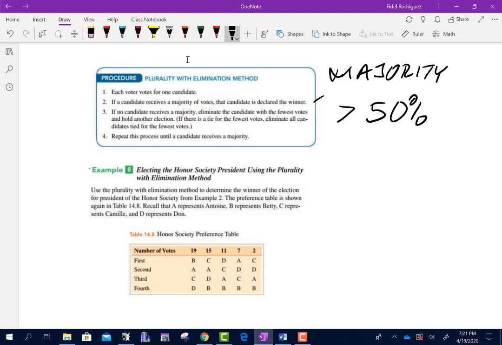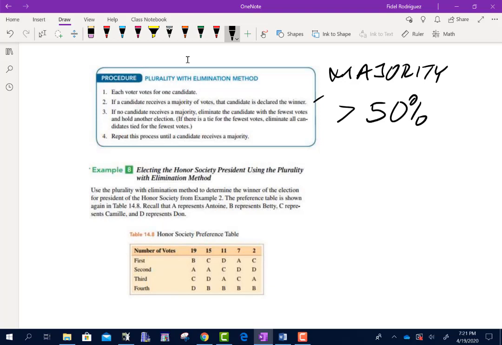All right, it says if no candidate receives a majority, we're going to eliminate the candidate with the fewest votes, and we're going to hold another election. It says if there's a tie for the fewest votes, eliminate all candidates tied for the fewest votes. And then we're going to keep going through this process until a candidate receives a majority. Okay, so I'm going to explain how we're going to do this problem here.